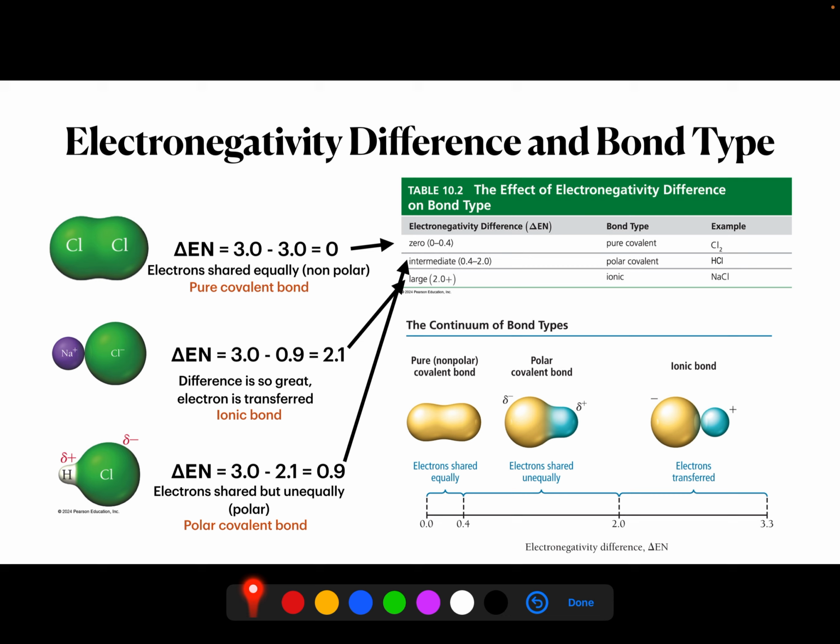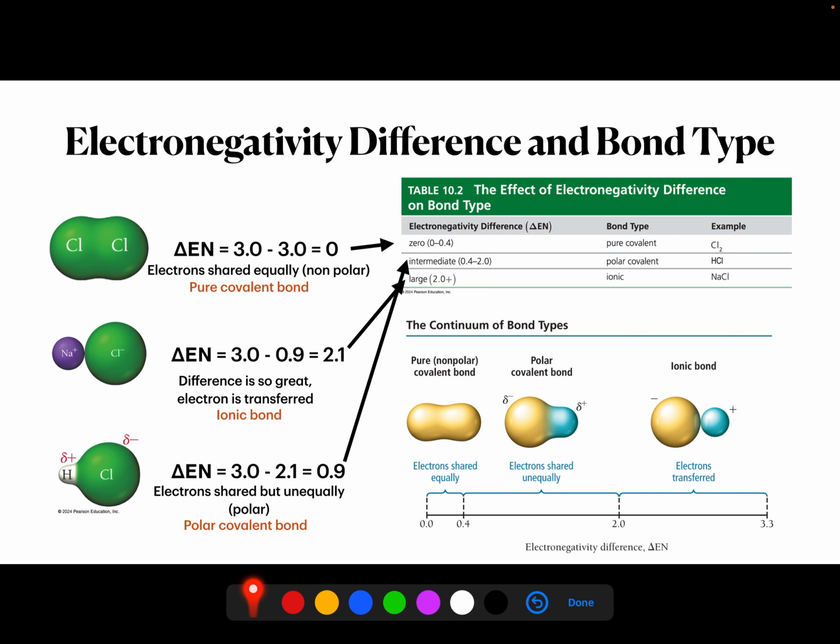Electrons are going to be transferred. We're going to result in some ions, and then those ions are going to be attracted to each other, which we call an ionic bond, not a covalent bond. It's these intermediate ones, an electronegativity difference of 0.4 to 2.0, that are going to result in a sharing of electrons, so a covalent bond, but they're not shared equally, and therefore we're going to call that a polar covalent bond.